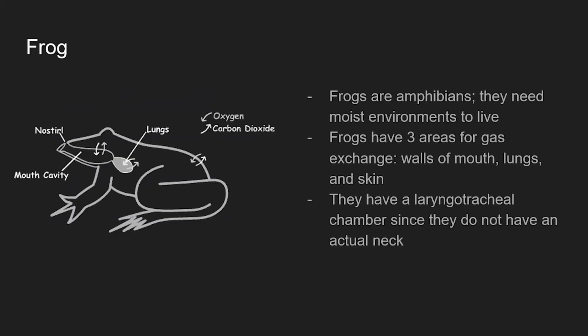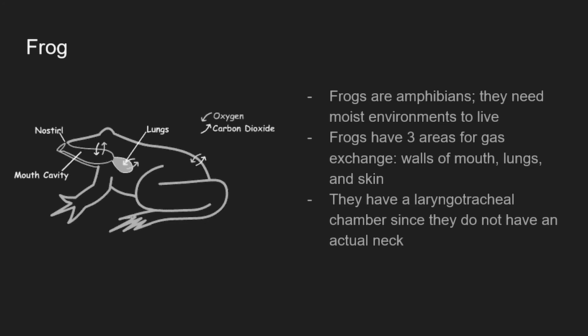Moving on to the frog, frogs are actually amphibians, not mammals like the rats, so they do need moist environments to live. Frogs have lungs just like the rats, but they also have two other areas of gas exchange, which include the walls of the mouth, the inside of the mouth, and the skin.